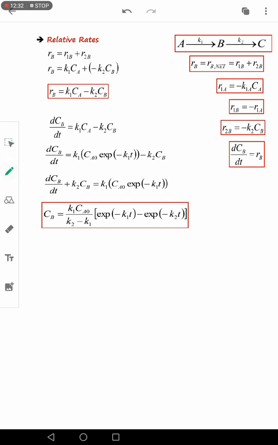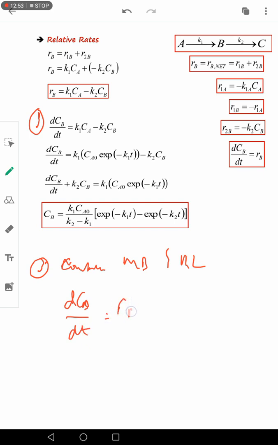So kat sini adalah where you combine. This is the third step. In which the third step you combine mole balance and rate law. So tadi you ada dCB over dt equals to RB. So bermakna dCB over dt equals to K1CA minus K2CB.